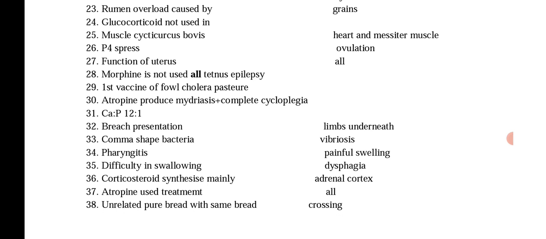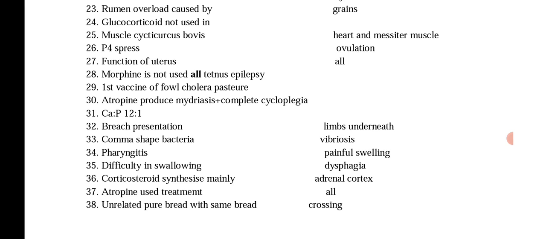Progesterone suppresses ovulation. Functions of uterus are all of the options. Morphine is not used in tetanus, epilepsy, etc. First vaccine of fowl cholera is pasteurella. Atropine produces mydriasis and complete cycloplegia. The ratio of calcium and phosphorus should be 2 to 1. Calcium should be double that of phosphorus.